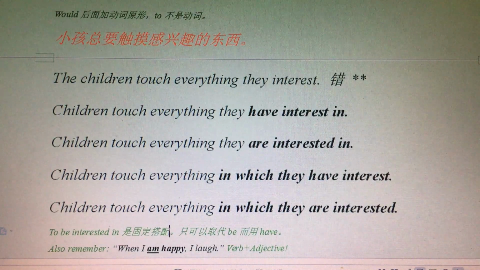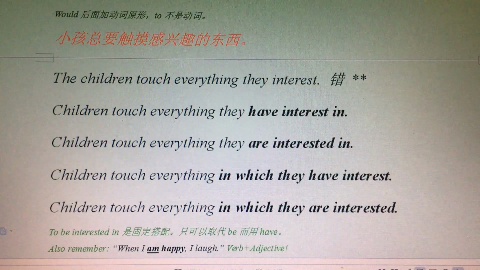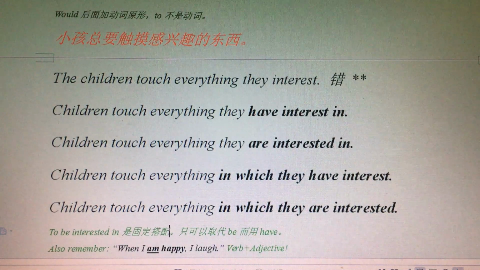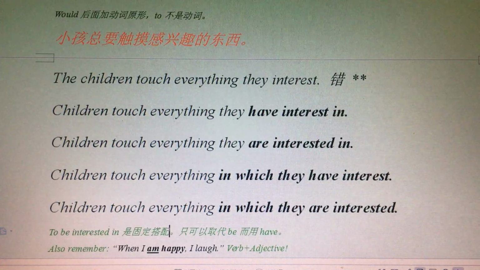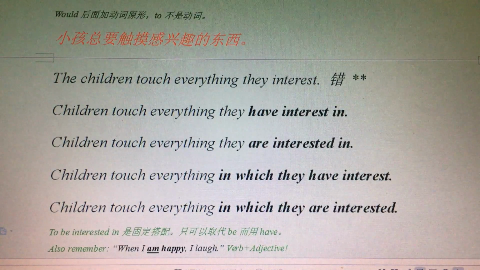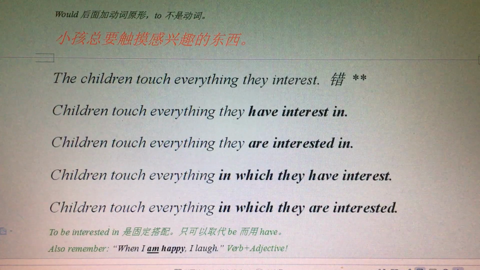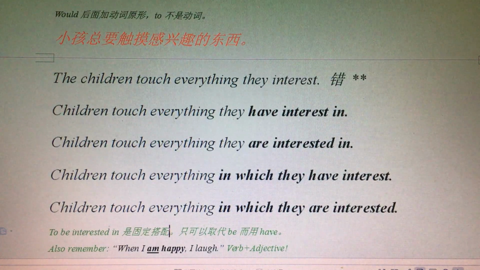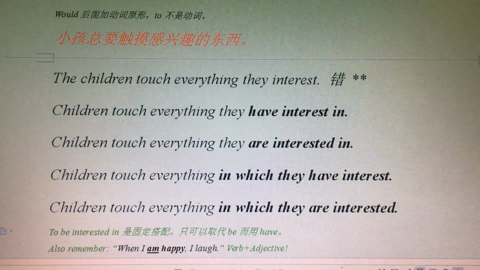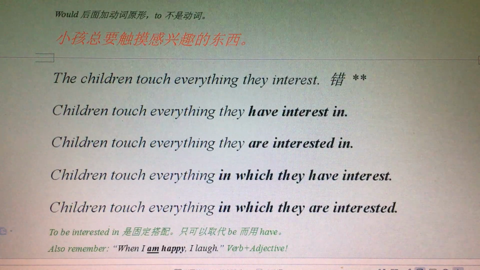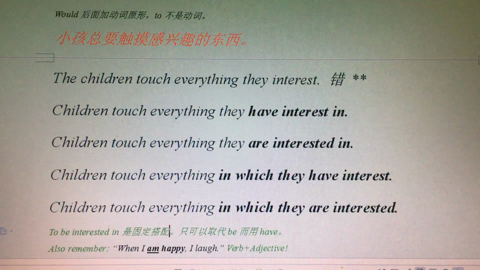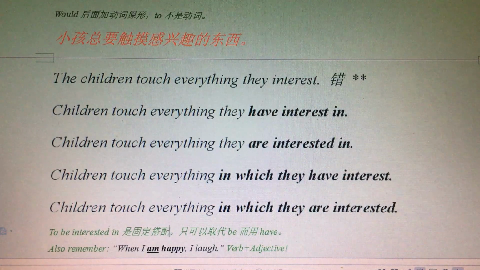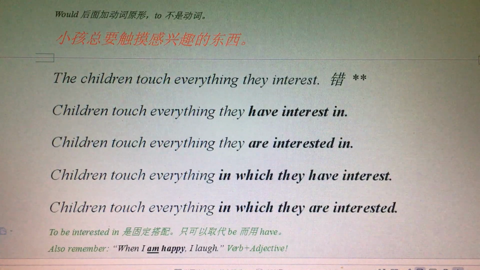"Children touch everything they are interested in." So let's see, the differences are "interested in" or "have interest in." They're basically the same. And the next one, if you want to take off the preposition at the end, what you're going to do is go to "children touch everything in which they have interest." And this is a grammar that you should study and get used to. And the next one is just "are interested in."